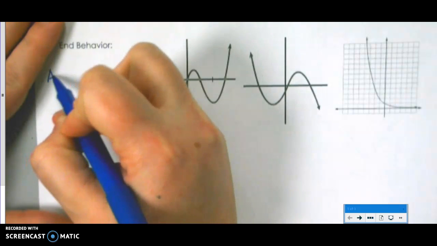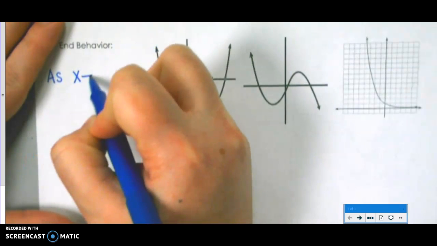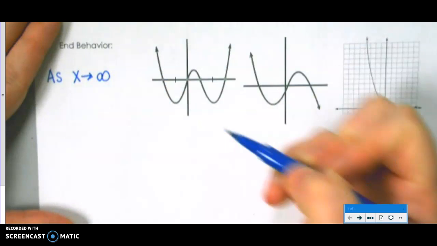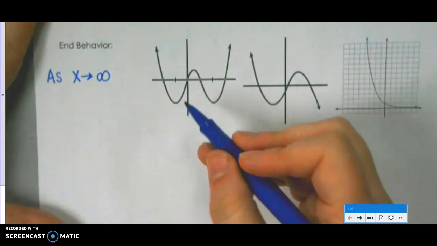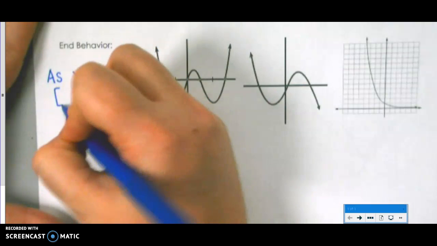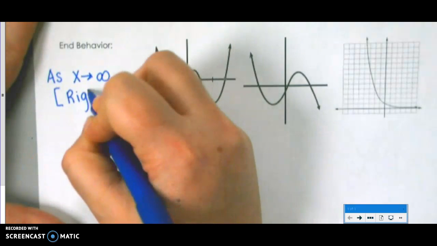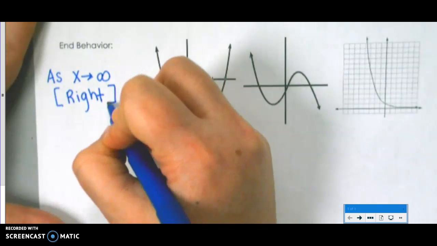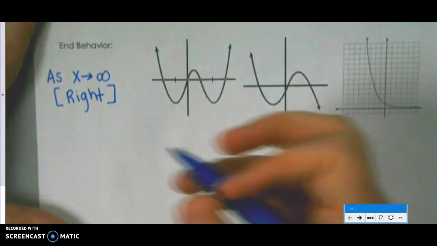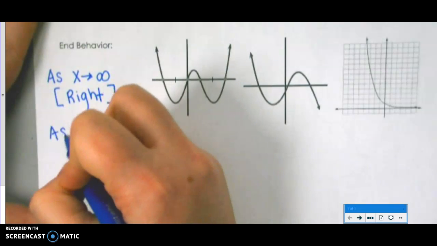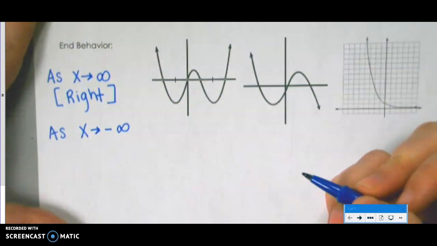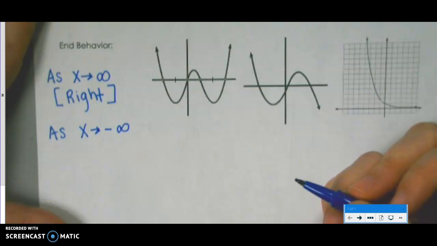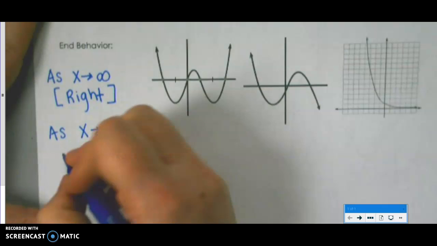So one of them will say, as x approaches positive infinity. Positive infinity on the x-axis is to the right. So that is just a fancy way of asking you what the right arrow is doing. The other piece is as x approaches negative infinity. Negative on the x-axis is to the left.